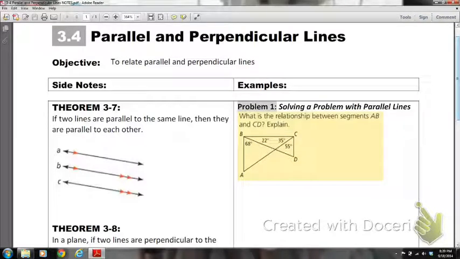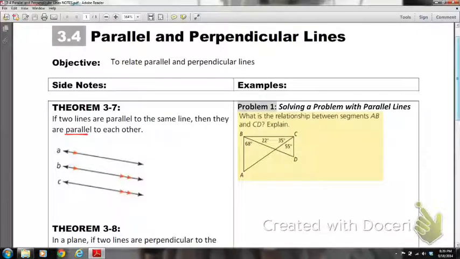In this lesson, we're going to learn about parallel and perpendicular lines. The objective of the lesson is to relate parallel and perpendicular lines. The first theorem says that if two lines are parallel to the same line, then they are parallel to each other.